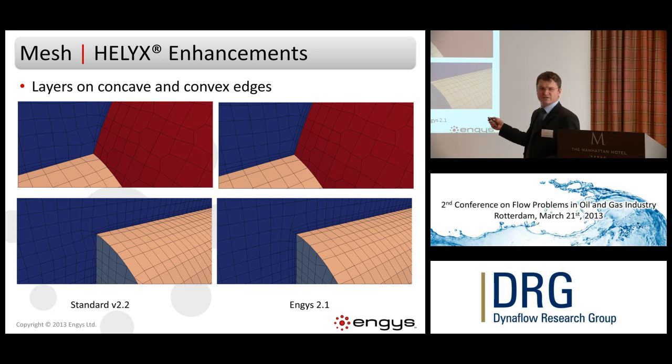I don't know if you can see. Can you see this, not very well? No. Okay. There are some layers that terminate, so the layers come here and stop, and here the layers go around the corner without any change in their aspect or their quality. The same thing here with this external angle. We have a problem with OpenFOAM snapping to this corner because of the implicits.